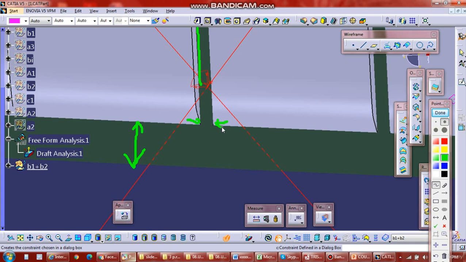In the case of plastic, it is around 40% only, 40% of the part thickness. So if the part thickness is 2.5, then this should be 1 mm, because 40%.